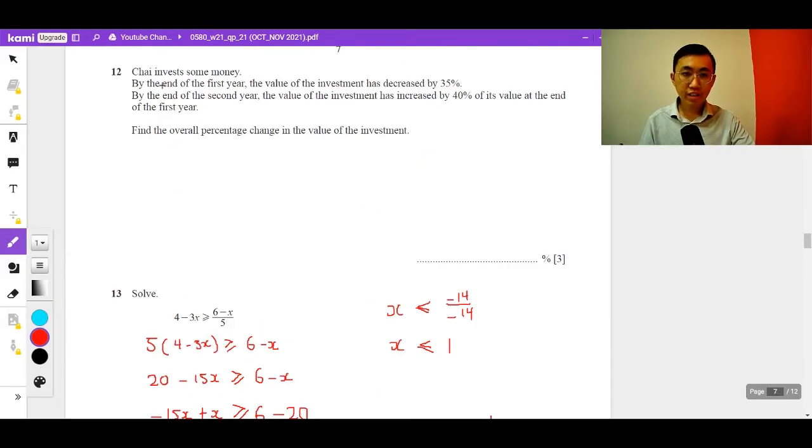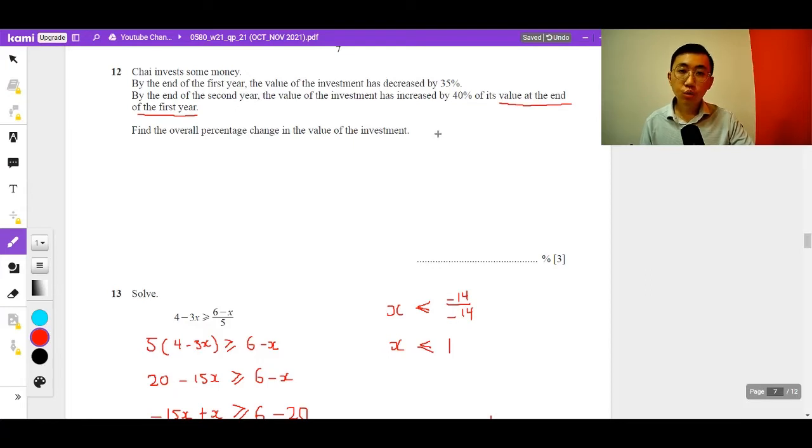Question 12. Chai invests some money. By the end of the first year, the value of the investment has decreased by 35%. Ouch. By the end of the second year, the value of the investment has increased by 40% of its value at the end of the first year. This one is very important. You have to use back the first year's value. Find the overall percentage change in the value of the investment.